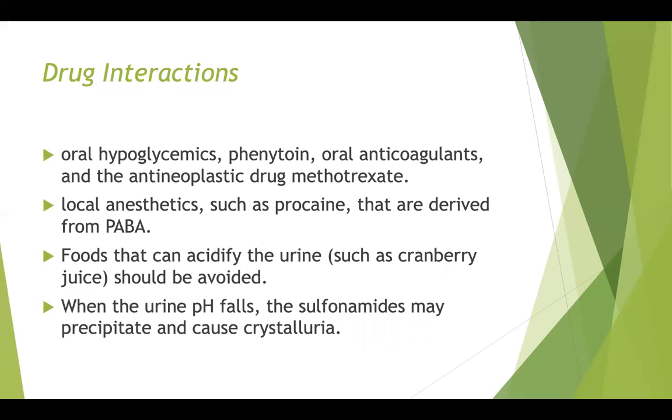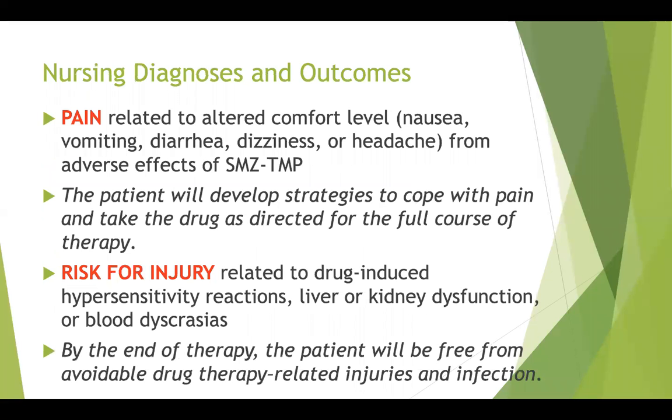Local anesthetics such as procaine are derived from PABA, so it is not good when sulfonamides are combined with local anesthesia like procaine. Foods that can acidify urine, such as cranberry, should be avoided. They should not be taken with cranberry juice or anything that acidifies the urine. When urine pH falls, sulfonamides may precipitate and cause crystalluria. So as much as possible, don't drink these juices when taking this medication.